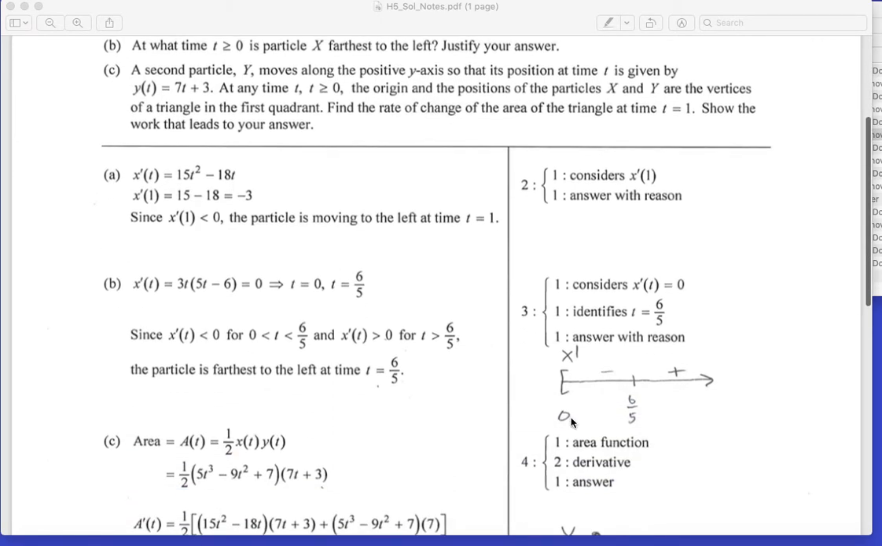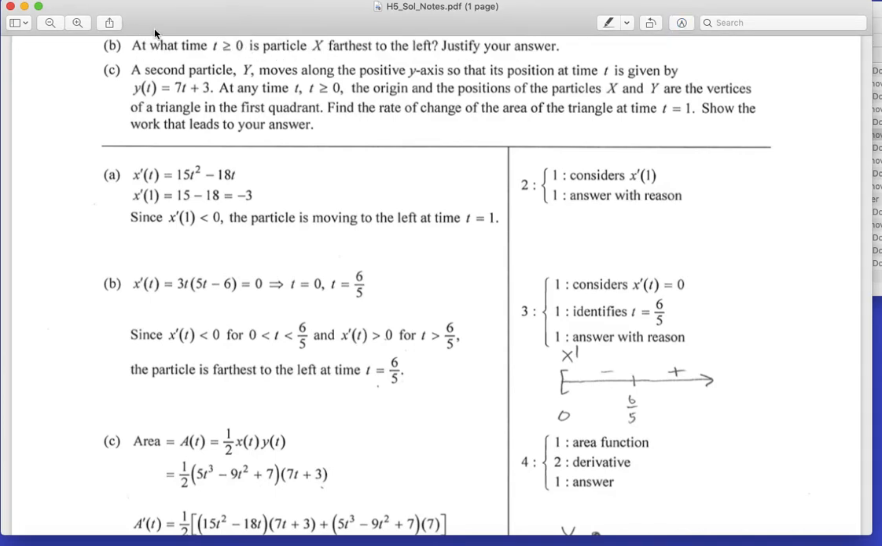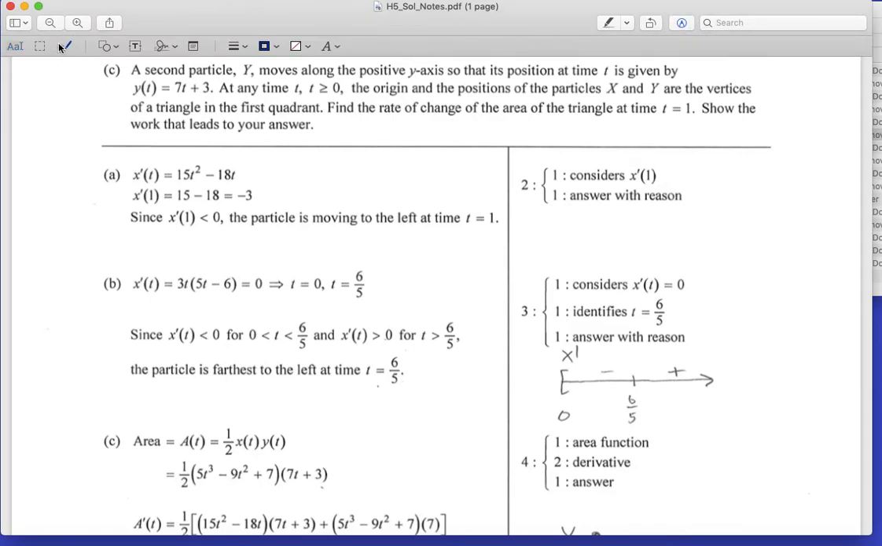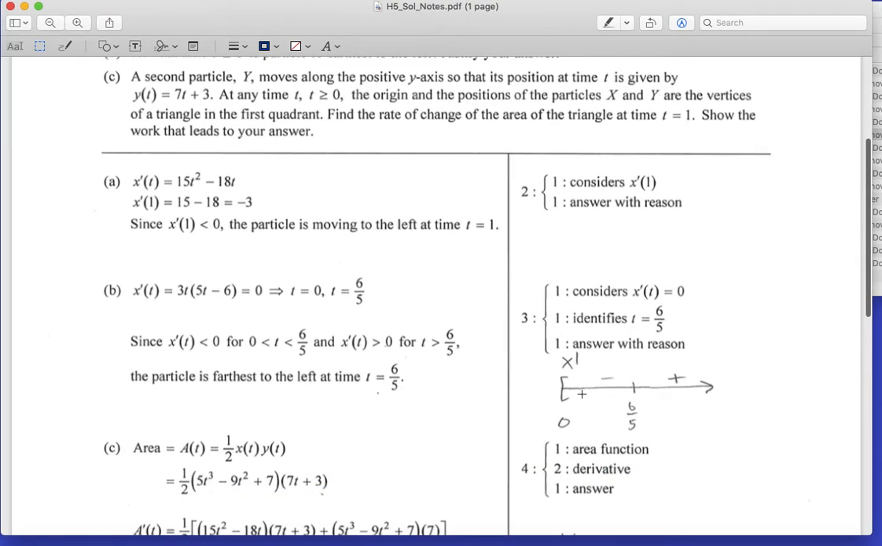So I have to check, and one thing that's helpful in this case is an x prime number line, though you can't really use that and only that for justification, but you certainly can use that and refer to it in your justification. But here's my x prime number line. At time equals 0, the x position is 7. And then for this whole time here, it's moving to the left.